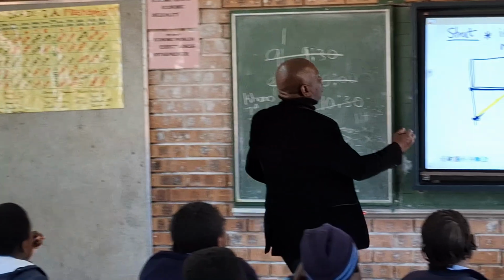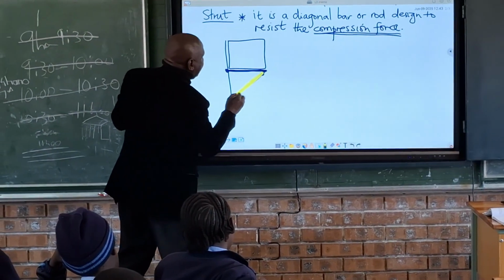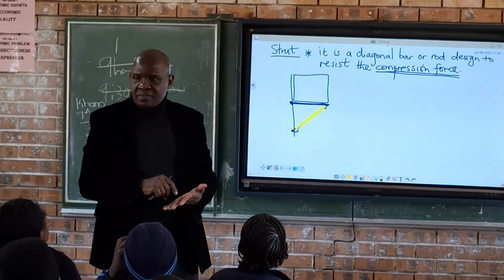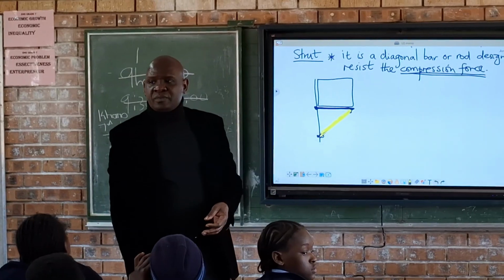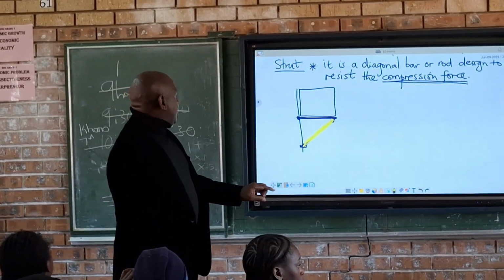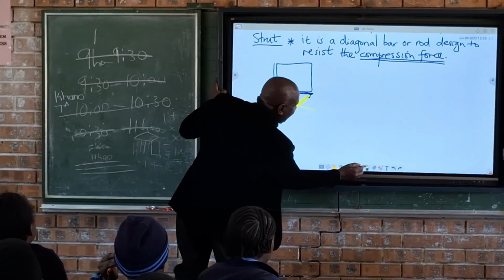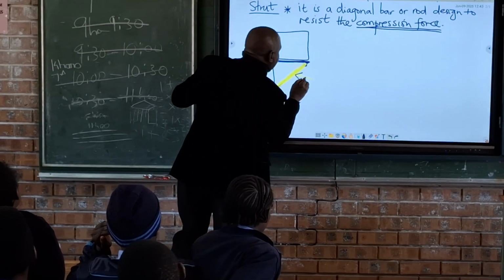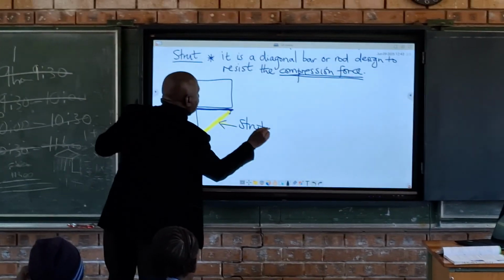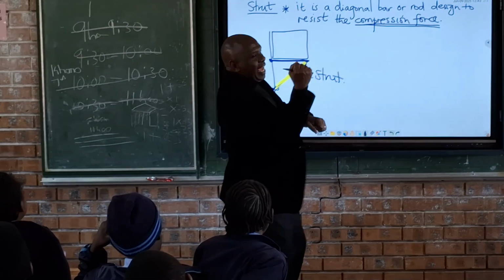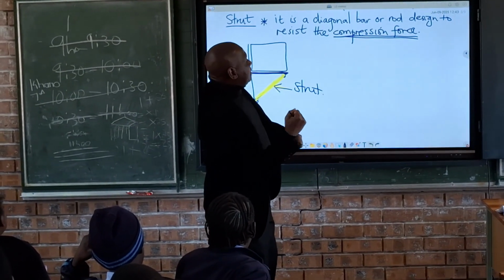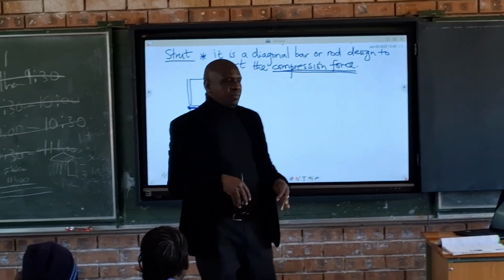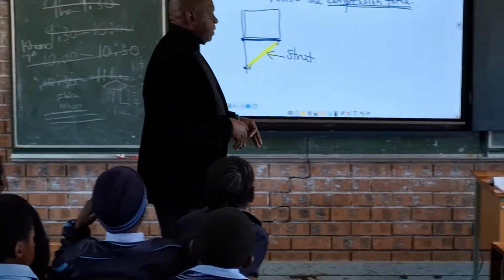So the strut which has been made using metal is there to support what? A load. Are we together there? Yes. So this thing, we call it what? A strut. What is a strut? A diagonal bar or rod designed to resist the compression force. Can we pass there? Yes.